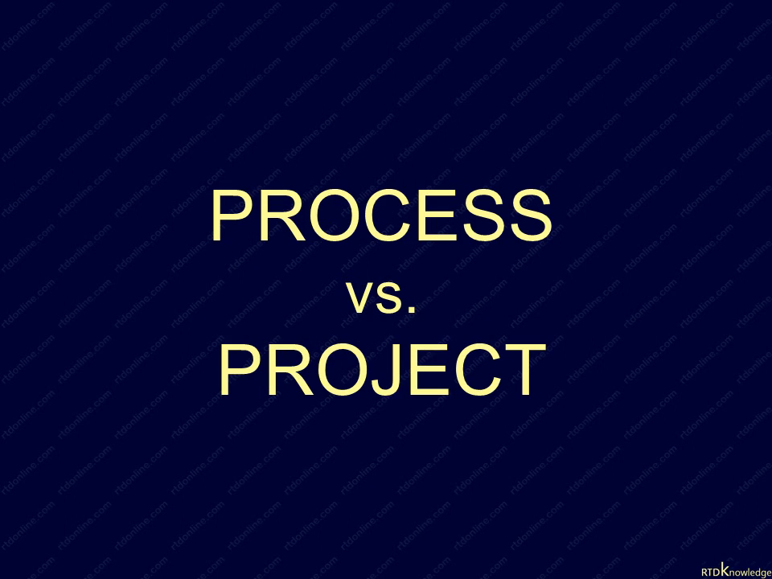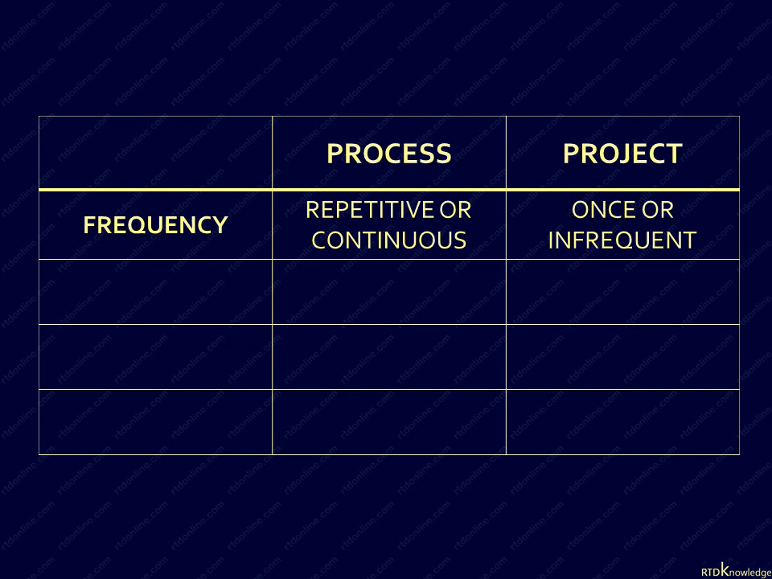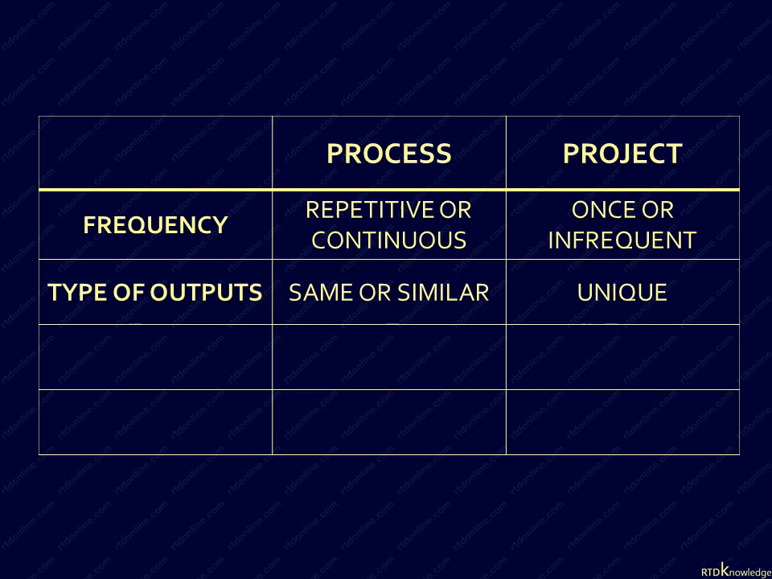Let's now learn the differences between processes and projects, since they are analyzed and managed differently. Processes are by nature repetitive or continuous, while projects are infrequently done, if not just once. Process outputs are often similar or the same, while outputs of projects like shipyards, building construction, or plane assembly are very often unique or custom-made.